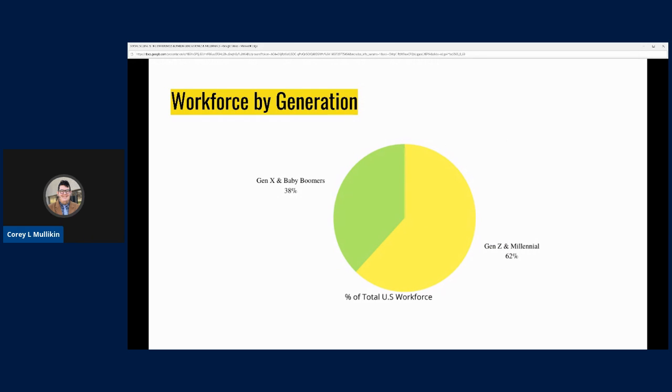So next, we're going to look at the workforce. And what we can see again is that Generation Z and Millennials are the majority group. This isn't too surprising. Keep in mind that baby boomers are at the age where they are looking at retirement, and Gen Z is still trying to enter the workforce.